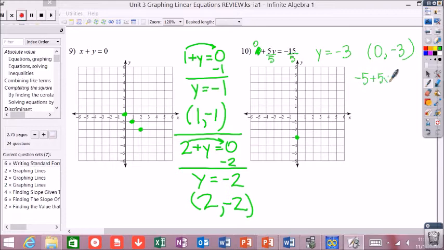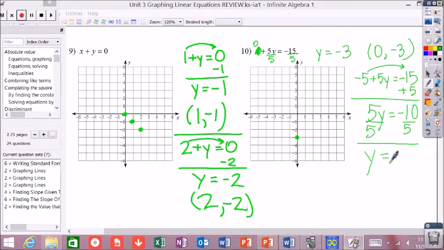I'm going to pick a -5 to plug in for x, and now I'm going to solve it for y. -5 plus 5y equals -15. I'm going to move the -5 term over by adding 5 to -15. I have 5y equals -10, and I'll divide both sides by 5, and I have y equals -2. So I can also use the point (-5, -2) to graph my line.